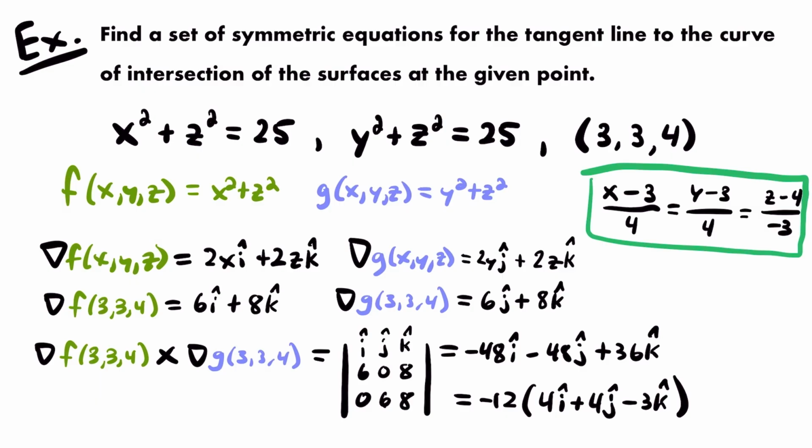Okay, so definitely a tricky problem to wrap your head around at first, but once you understand that the gradient vectors for these two functions or these level surfaces would both be perpendicular to the tangent vector at that point, then it makes sense that you could find that tangent vector by taking the cross product of those two gradient vectors. But that is it for this video.